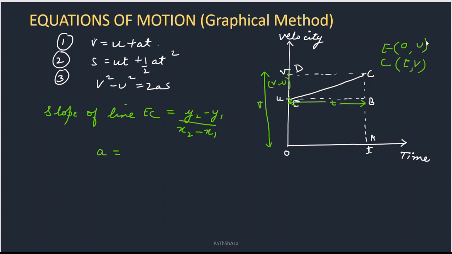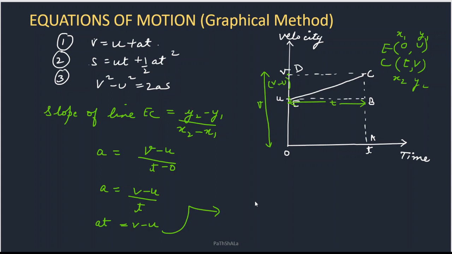So y2 minus y1 is v minus u, over x2 minus x1, which is t minus 0. So a equals v minus u upon t, or I can write at equals v minus u, or v equals u plus at, which gives us the first equation of motion. The first equation of motion is derived by taking the slope of the line EC, the line along which the object is moving.